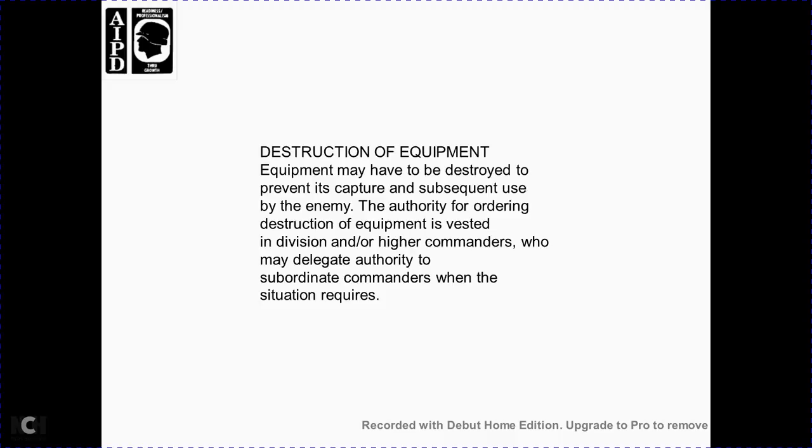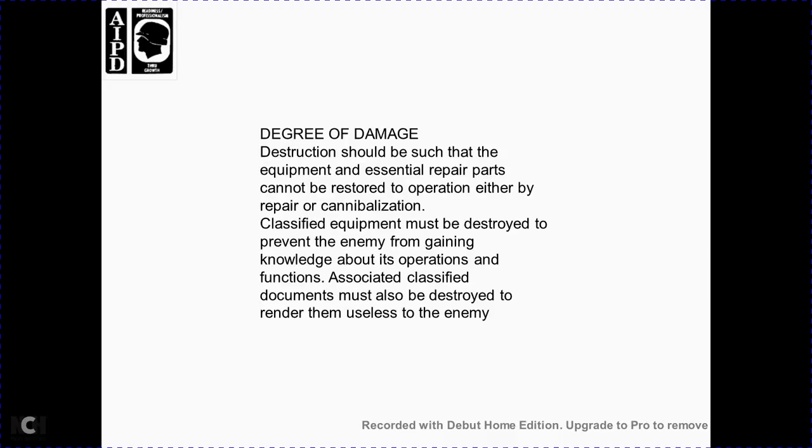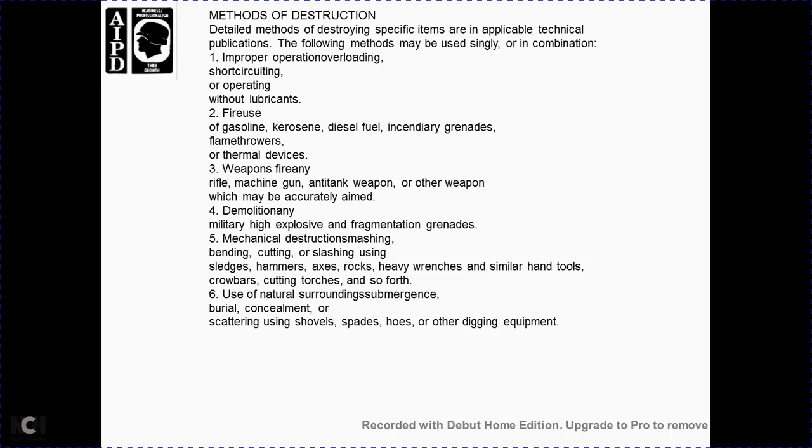Destruction of equipment. Equipment may have to be destroyed to prevent its capture and subsequent use by the enemy. The authority for ordering the destruction of equipment is vested in the division or higher command, who may delegate the authority to subordinate commanders when the situation requires. The degree of destruction should be such that the equipment and essential repair parts cannot be restored to operation either by repair or cannibalization. Classified equipment may be destroyed to prevent the enemy from gaining knowledge of its operation and function. Associated classified documents must also be destroyed to render them useless to the enemy.